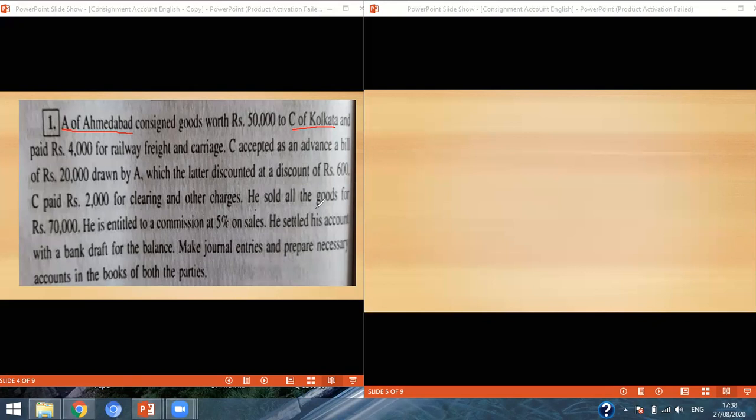He sold all the goods for 70,000. Now here we have to remember that he sold all the goods, means there is no closing stock. Okay, he has sold all the goods. He is entitled to a commission of 5%. He settled his account with a bank draft for the balance.